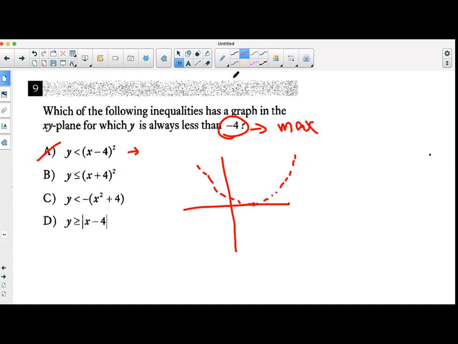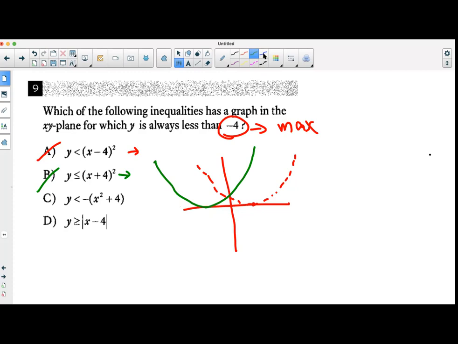How about the second one? Second one is x, the turning point is when x equals -4. While it's a solid line like this, y has to be less than that. So as you can see, y values can be greater than -4. So that's why it's out.